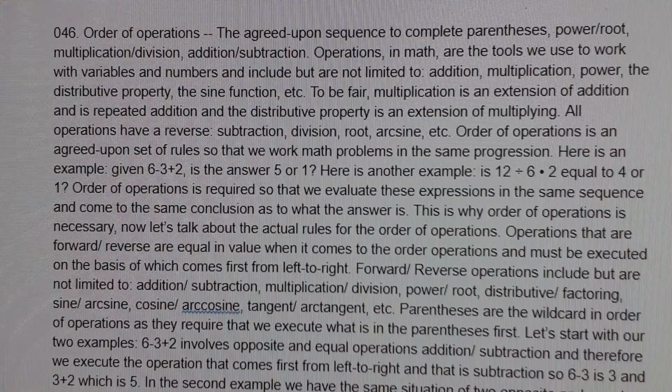In the second example, we have the same situation of two opposite and equal operations, multiplication/division, and therefore they must be executed in order of which comes first from left to right. So 12 divided by 6 is 2, and 2 times 2 is 4.